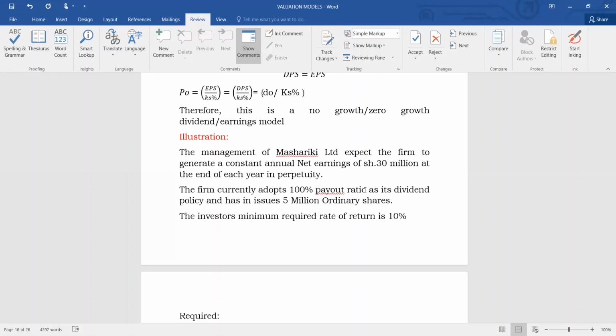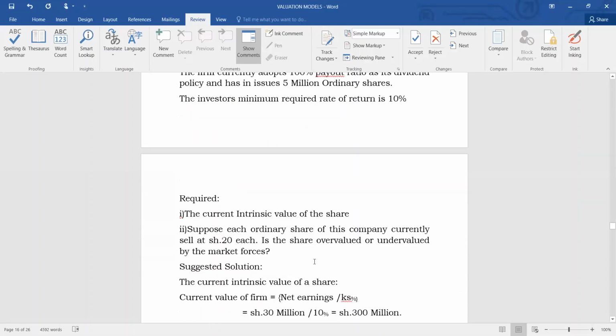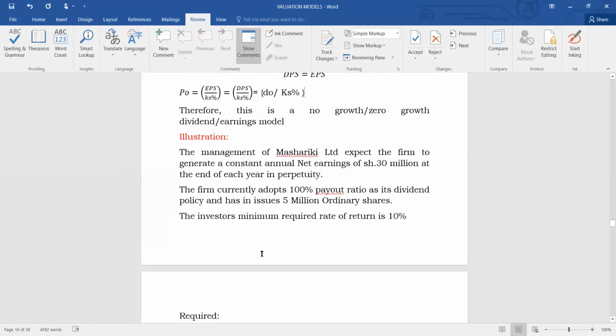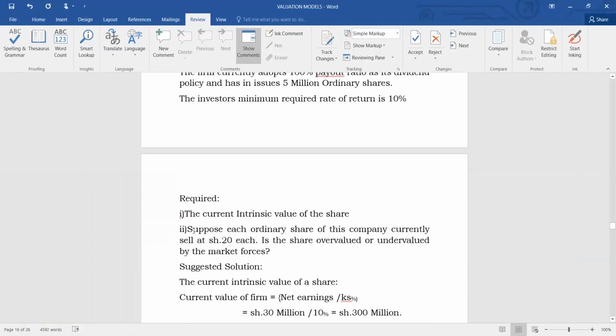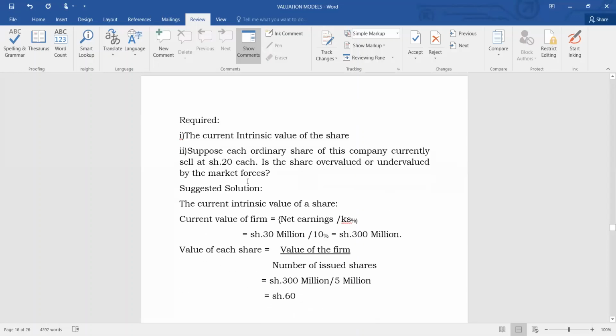Can you see? It confirms straight away which model is appropriate. If you see the framing of the question, constant annual earnings, firm adopts 100% payout. Now, you see, we don't have to tell you which model to use in that case. Straight away, from the details given, you can see that valuation should be based on the capitalization of earnings, current intrinsic value of a share. Suppose each share of this company currently sells at 20 shillings each. Is a share overvalued or undervalued by the market forces?